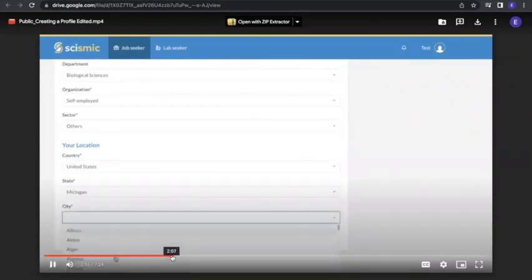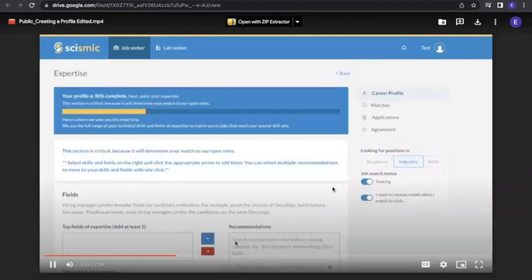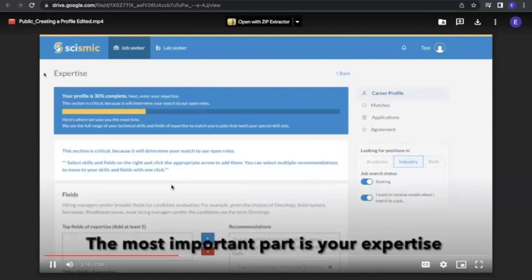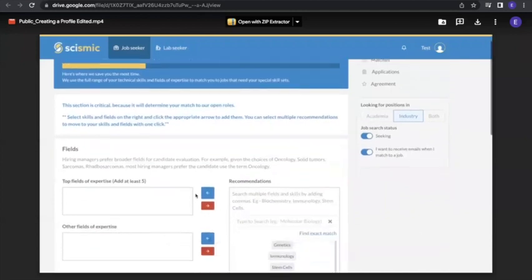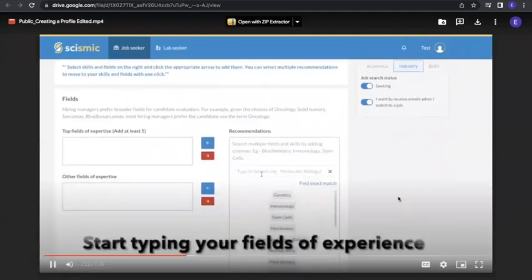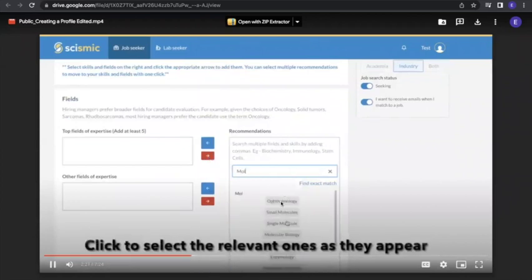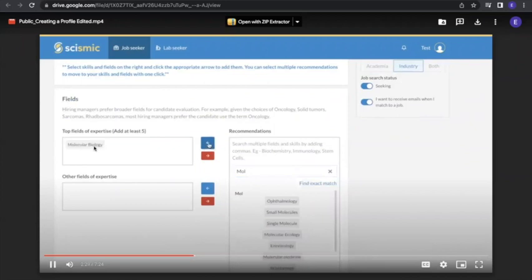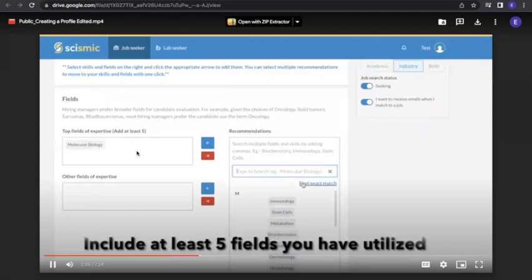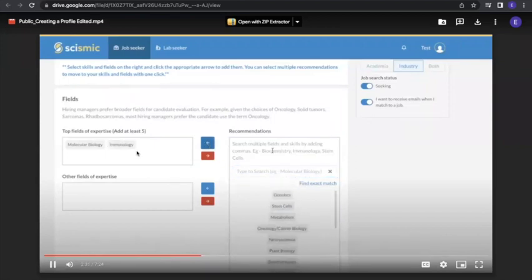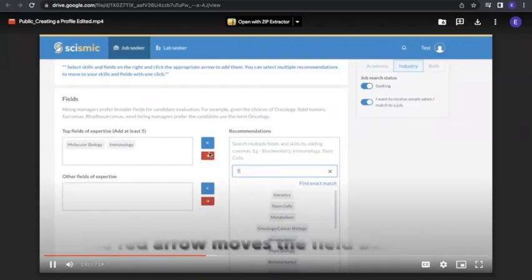And so once you get the basic identifying information in, here's where you'll be able to enter the skills and fields. You'll notice the blue and red arrows. Essentially, you select all of the ones one by one that apply to you, and the blue arrows will move them over. If you accidentally add one that you didn't mean to, you can use the red arrow by selecting it and clicking the red arrow to move it back.